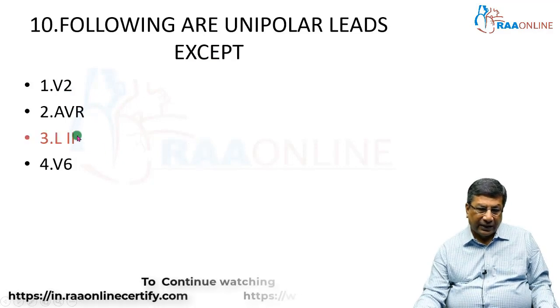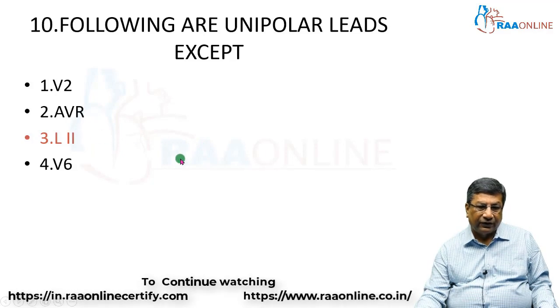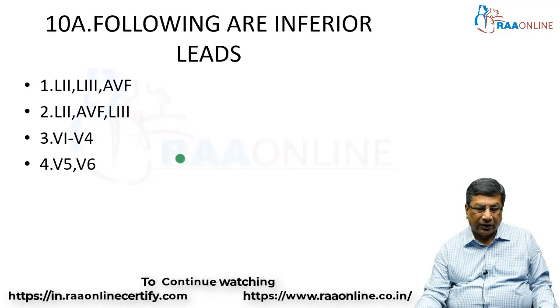The line of imagination for L2 is inferior and left. The right upper limb is connected to the negative pole and the left foot is connected to the positive pole.